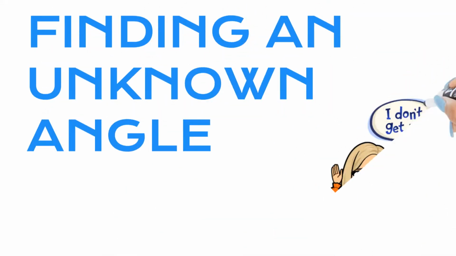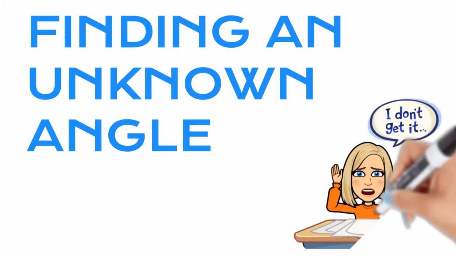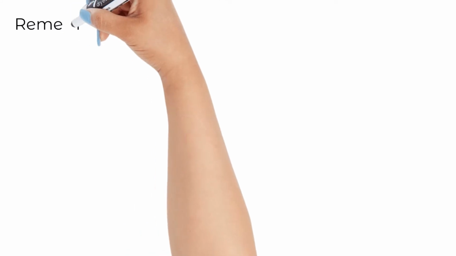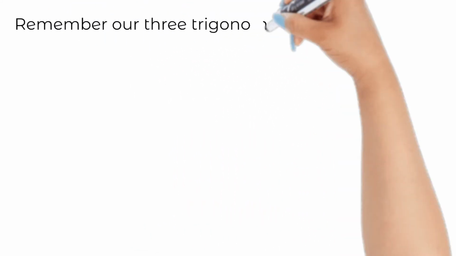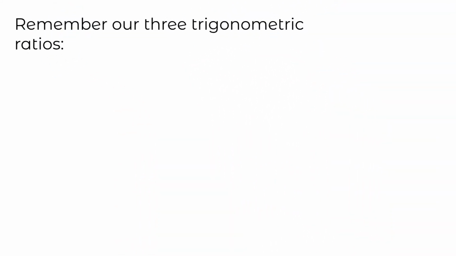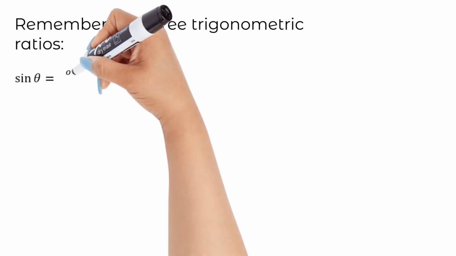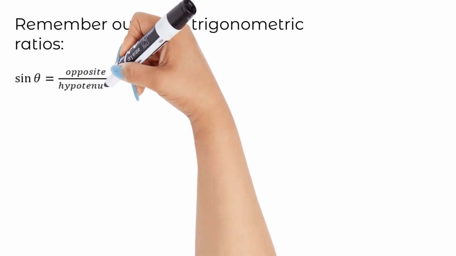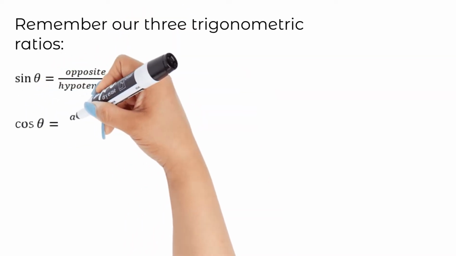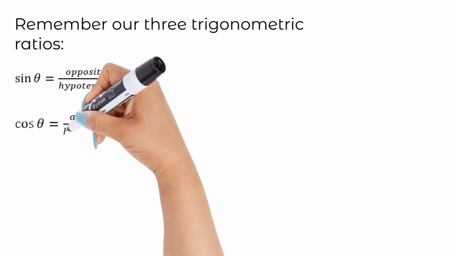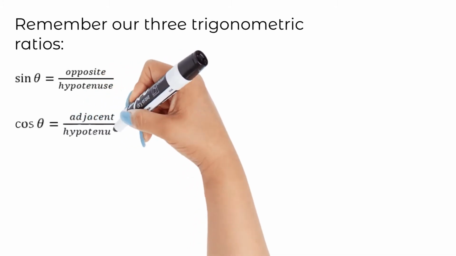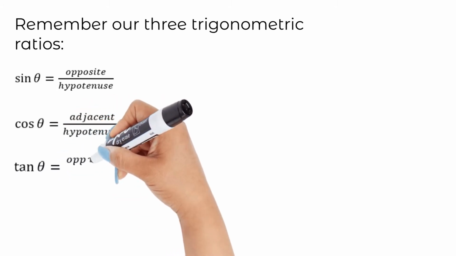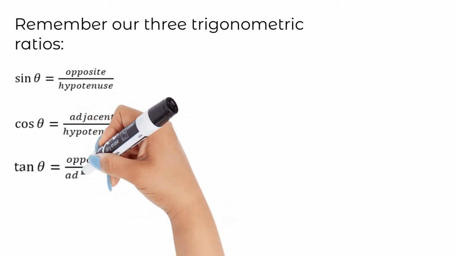Today we are having a look at how to find an unknown angle in a right angle triangle using trigonometry. Now, as always, before we start solving a problem, we need to make sure we've got a good understanding of our three trigonometric ratios, which are sine, cos, and tan. Each of those ratios represents a specific relationship between the sides of a right angled triangle. Sine is the opposite side over the hypotenuse, cos is the adjacent side over the hypotenuse, and tan is the opposite side over the adjacent side.